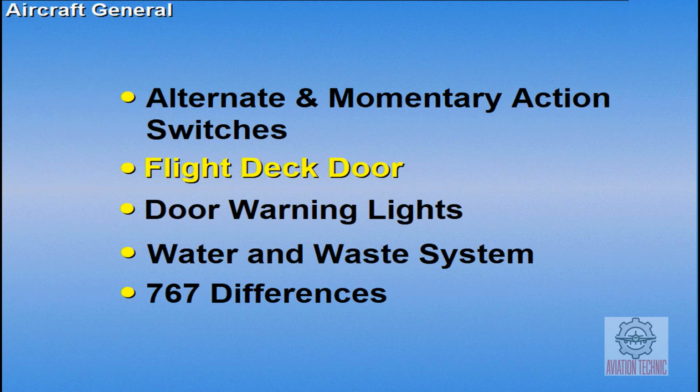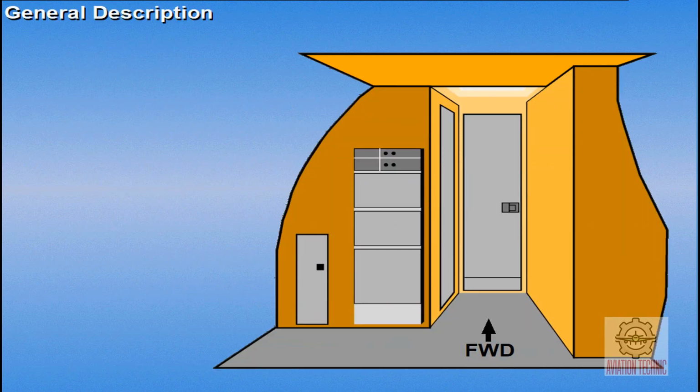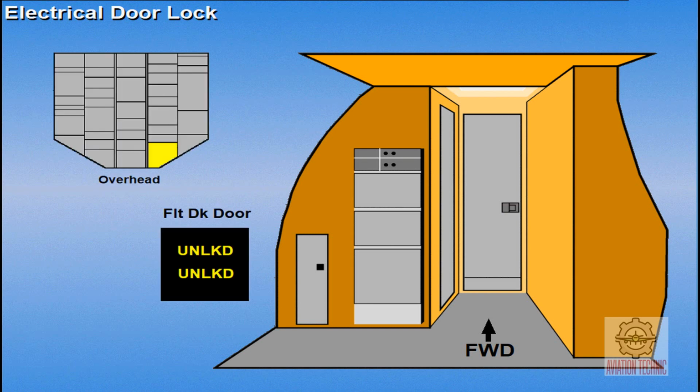Now let's look at the flight deck door. The 757 flight deck door opens toward the passenger cabin. The door is equipped with an electrical lock, which is controlled by the flight deck door switch, located on the overhead panel.